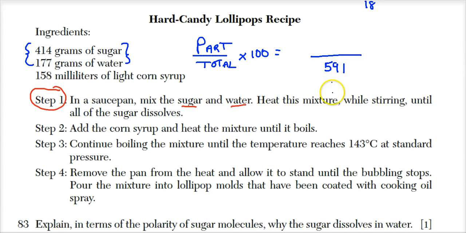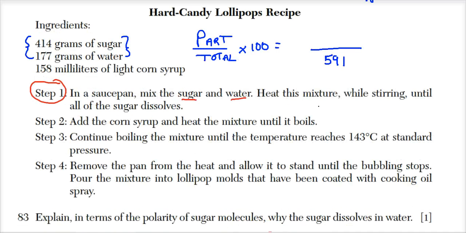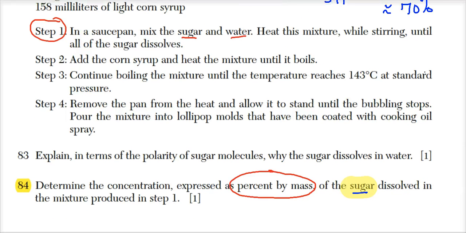And the part they're asking for, if you forget, just go down to the bottom. We'll see that they're asking for the sugar, which is 414. That goes on top, and we're multiplying by 100. And that's all it is, the part over the total. Different kind of question, but an easy solution to every answer. So I get 70% approximately, about 70%. Very simple, not too bad, but you have to be able to recognize it.